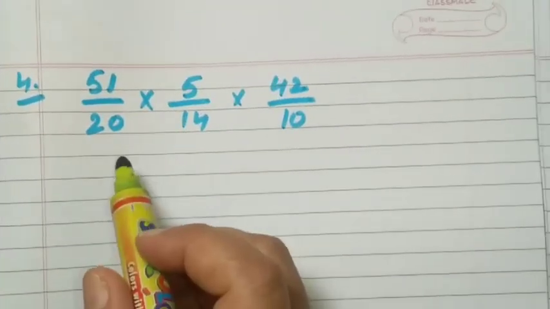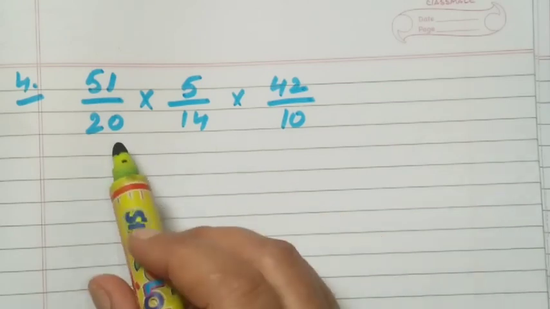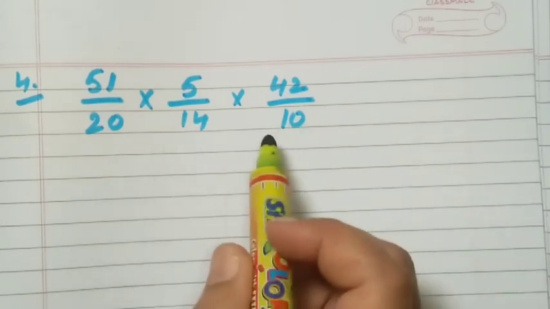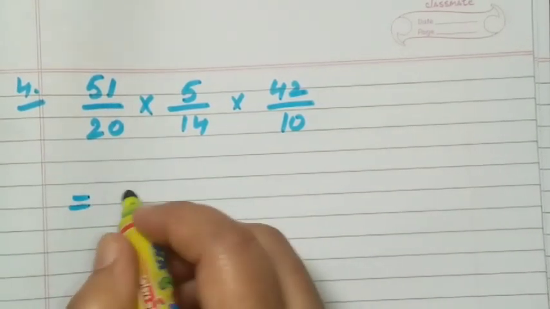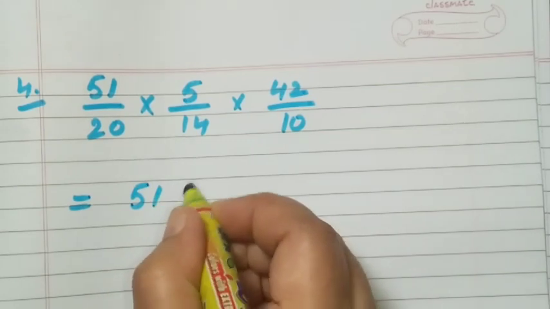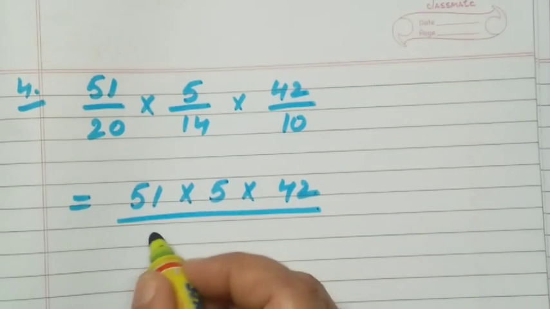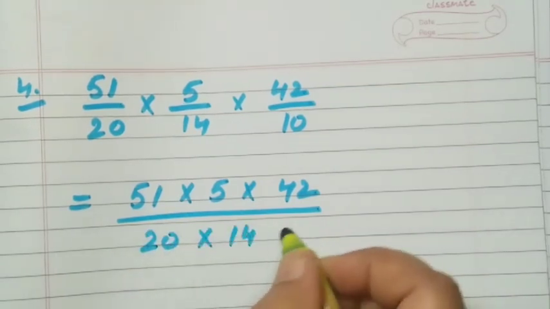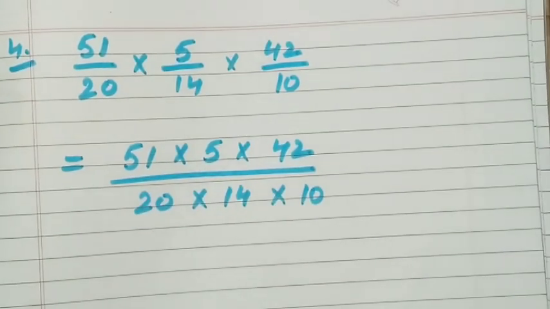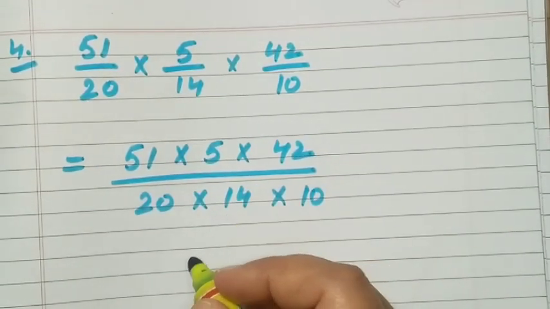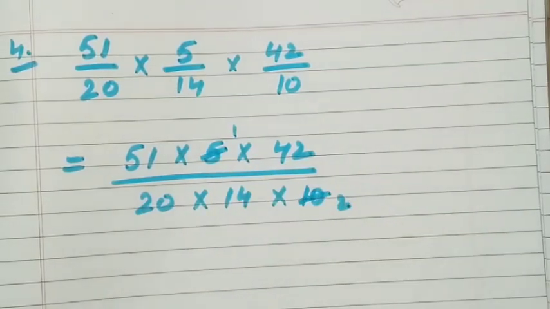Next I will explain this type of multiplication of fractions where you have been given 3 different fractions. There is no difference in this. We will simply write it as a common numerator by multiplying 51 into 5 into 42 divided by 20 into 14 into 10. Now we will simplify it. For simplification, we can clearly see this 5 one time and 5 two times will cut.